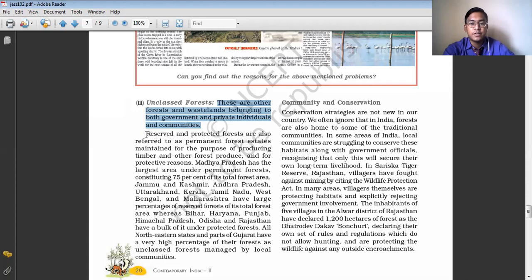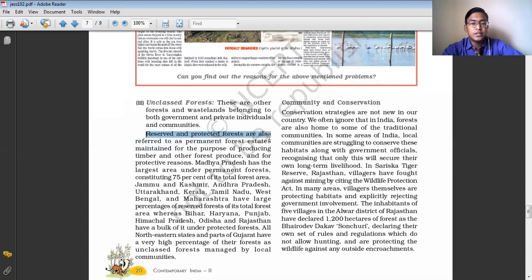It varies from one geographical area to another. In our country also, there are a few states where the area under forest cover is very high, and there are certain states where the area under forest cover is very less. The next paragraph provides information about the distribution of reserve forest and protected forest in different states.